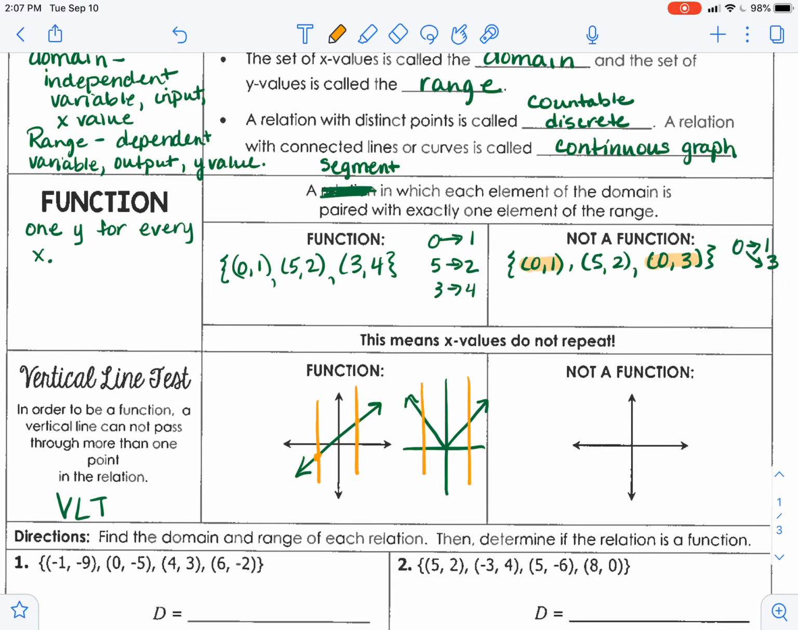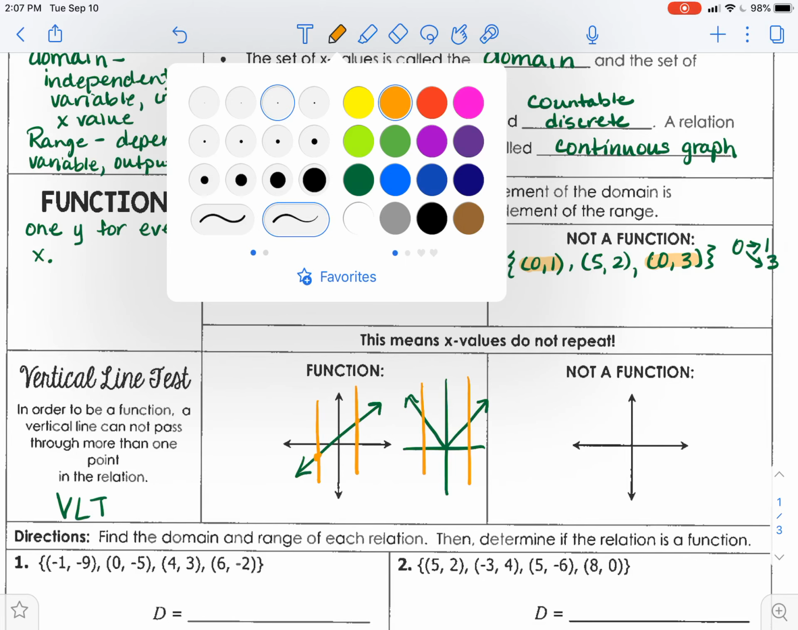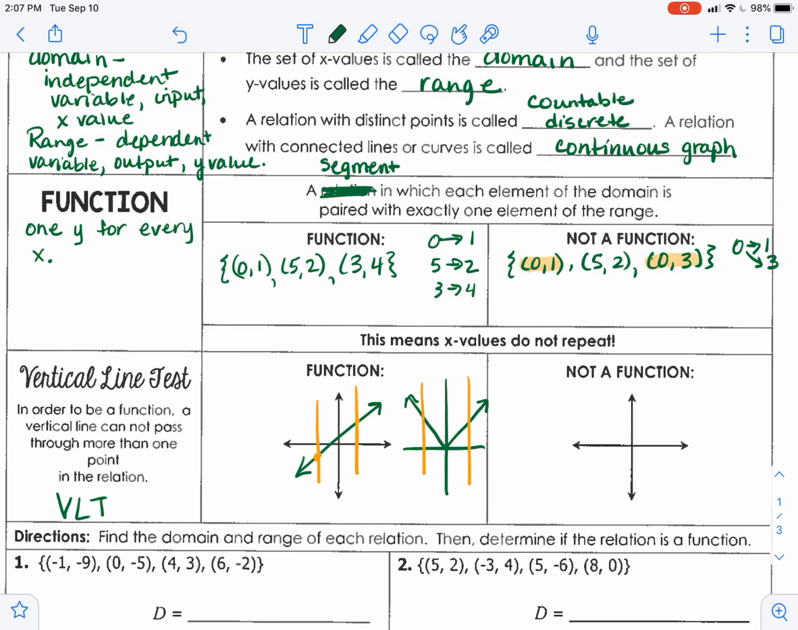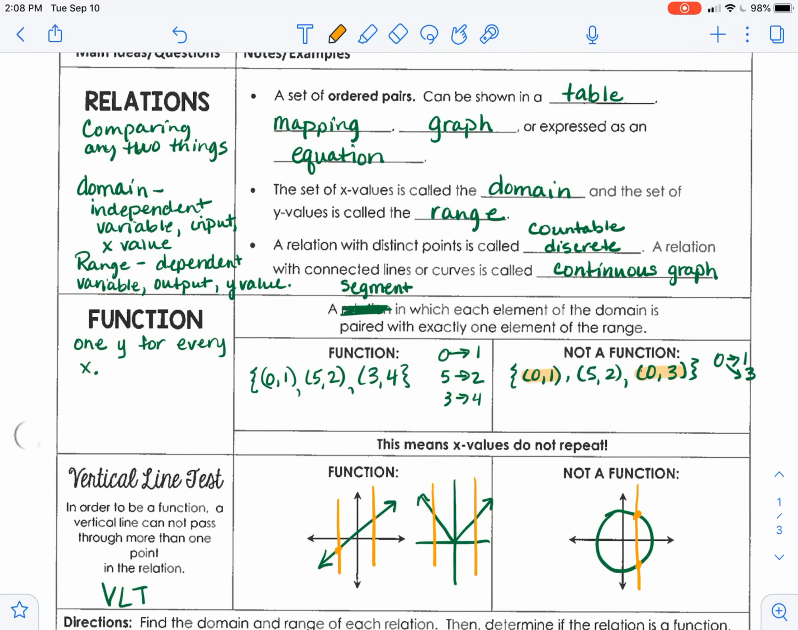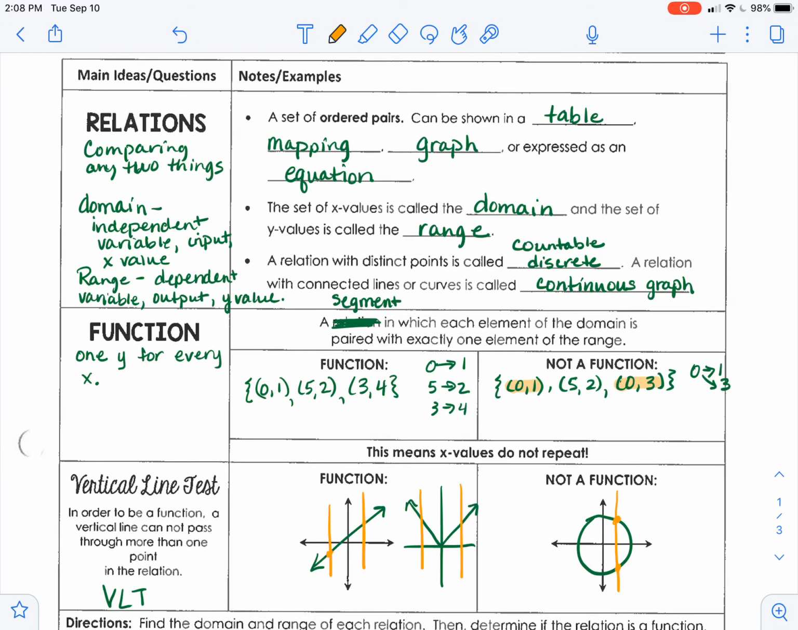An example of a graph that would not be a function would be a circle, as I said. A circle or ellipse, those would be examples that would not be. If I drew a vertical line, you see it hits in 2 points. Therefore, it is not a function. So that is your vocabulary that we're going to be using throughout this unit.